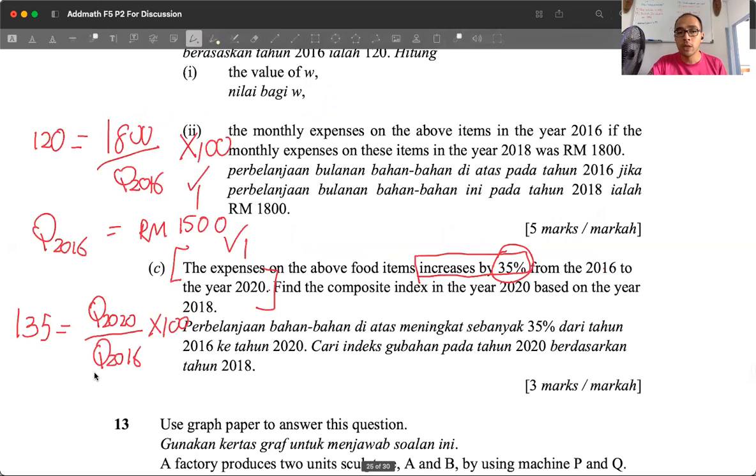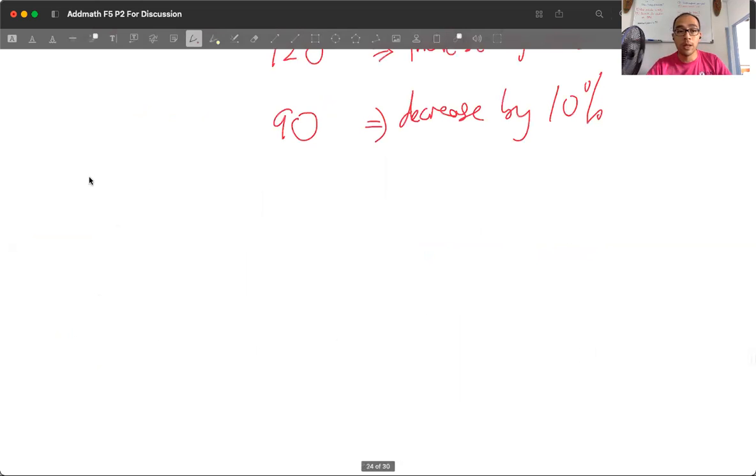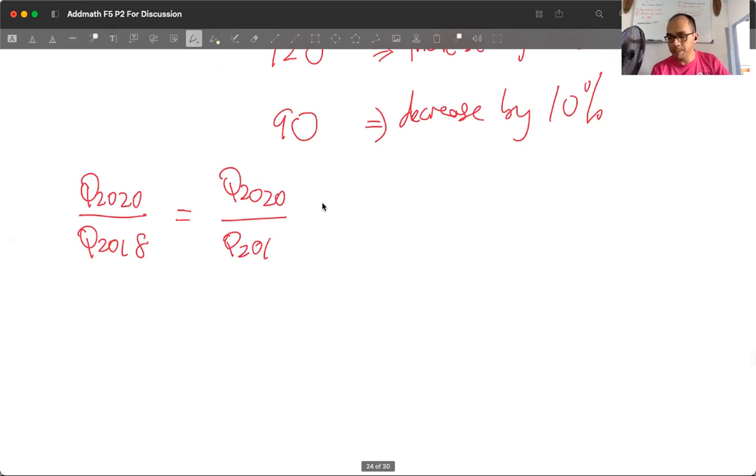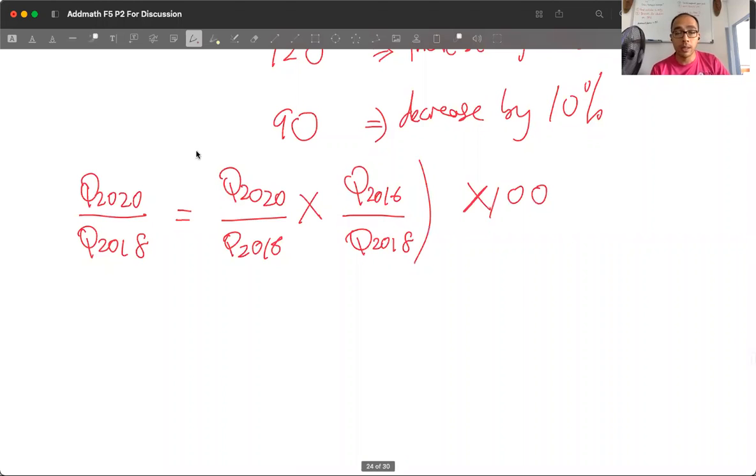Q 2020 over Q 2016 is 135. Find the composite index of 2020 based on the year 2018. And this is where we use the chain rule. Okay, so Q 2020 over Q 2018 has to be Q 2020 over Q 2016 times Q 2016 over Q 2018, then you times by 100. Okay, this is how we would find it.